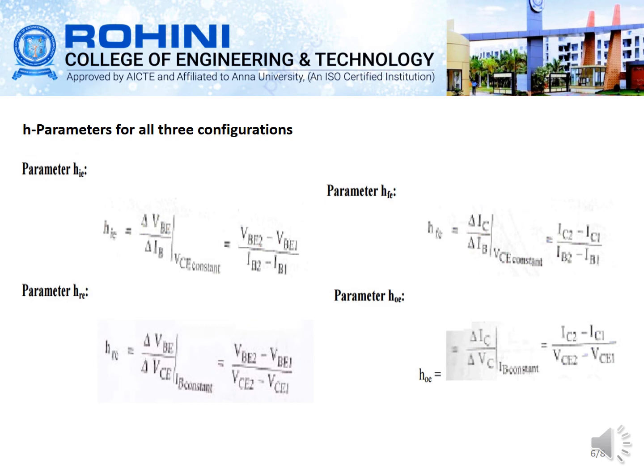In the case of the parameter hre, there will be a change in the base emitter voltage as well as the collector emitter voltage when the base current is constant. So you can write this equation as VBE2 minus VBE1 divided by VCE2 minus VCE1. And for the parameter hoe, there is a change in the collector current as well as the collector emitter voltage when the base current is constant. So you can write this equation as IC2 minus IC1 divided by VCE2 minus VCE1.